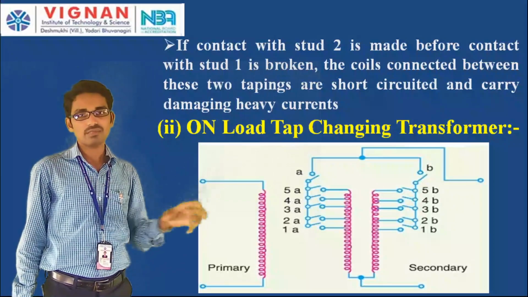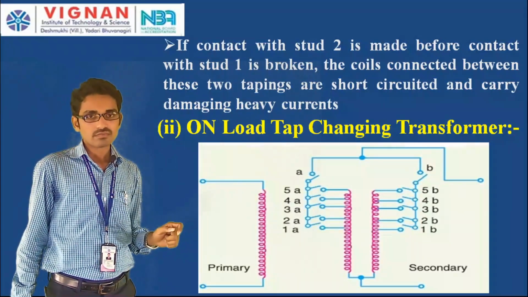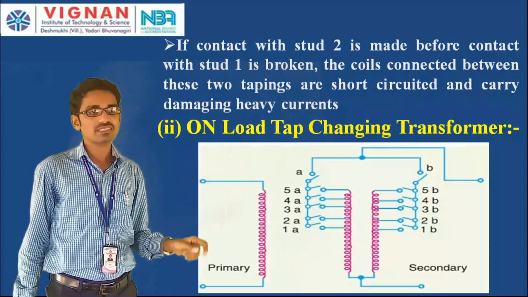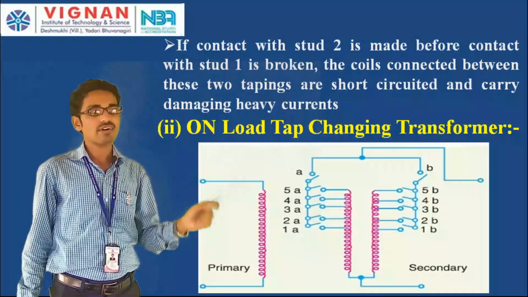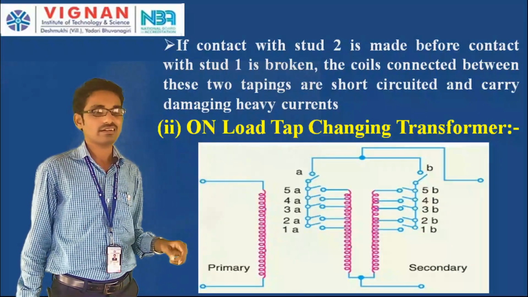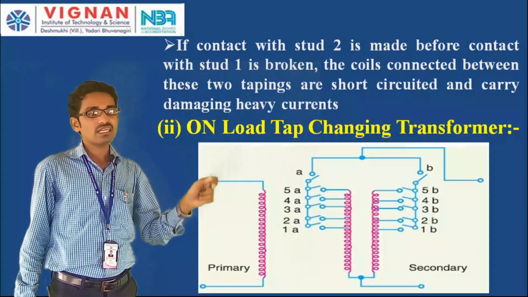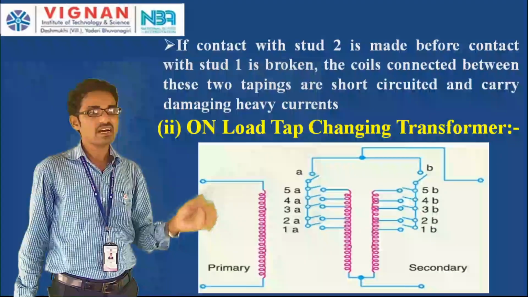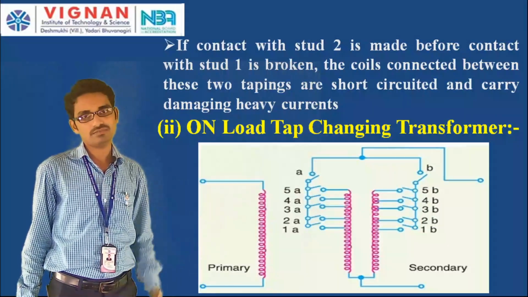So that is what is going to happen in this on-load tap changing transformer. There are two windings present in the secondary. Those two windings will carry half of the total rating of the secondary. Whatever the secondary voltage is, it is going to be divided into two halves, and each winding will carry half of the rated value.